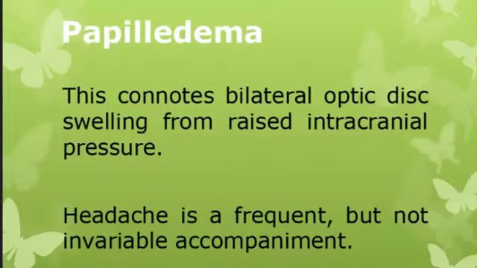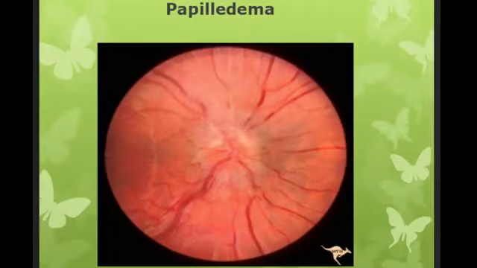Papilledema. This connotes bilateral optic disc swelling from raised intracranial pressure. Headache is a frequent but not invariable accompaniment. This is a fundoscopic picture. See the large diameter vessels. These are the veins. They are highly congested and the disc margin is not clear. It is blurred.